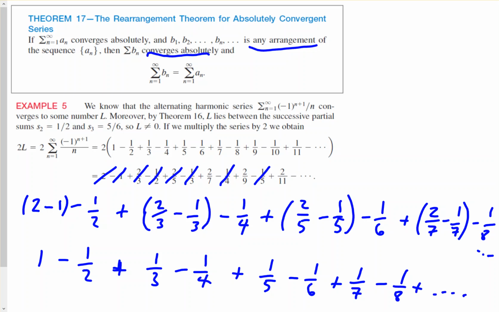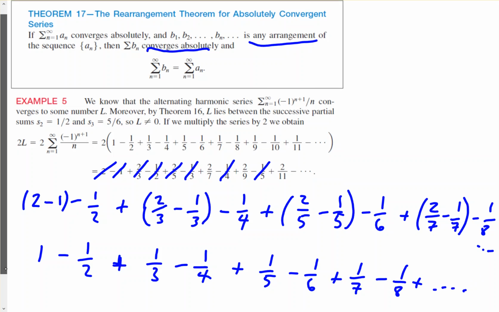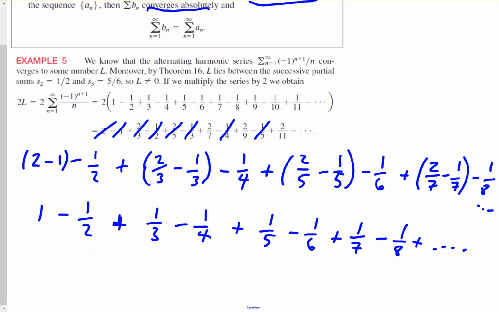So we see that we end up with our original alternating harmonic series, right? So by rearranging the terms of the conditionally convergent series, the series becomes the original alternating harmonic series, and it shows us that we have the same original series.